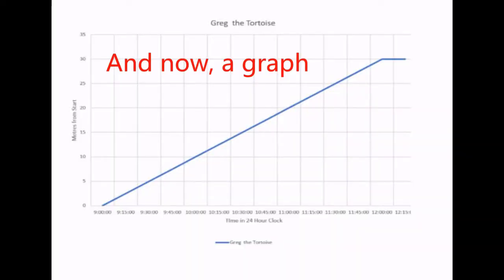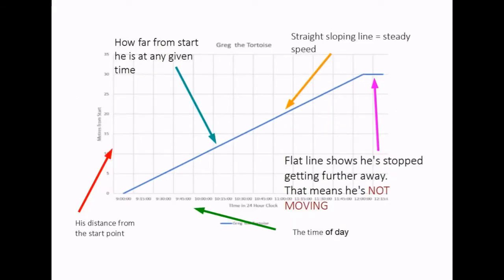This is a distance time graph. It shows us times of day along the bottom and distances up the side. Let's look at some of the features of this graph. The times are written in 24-hour clock, and the distances are in meters measured from a starting point.